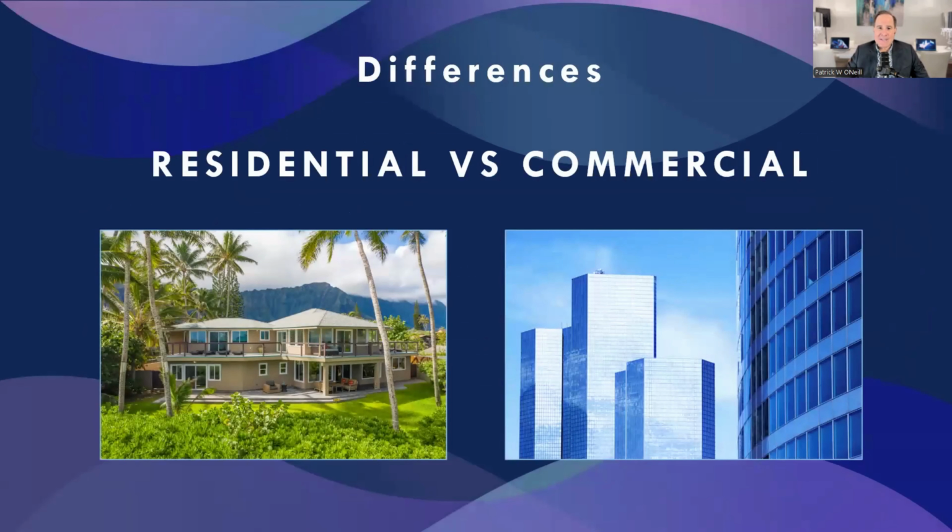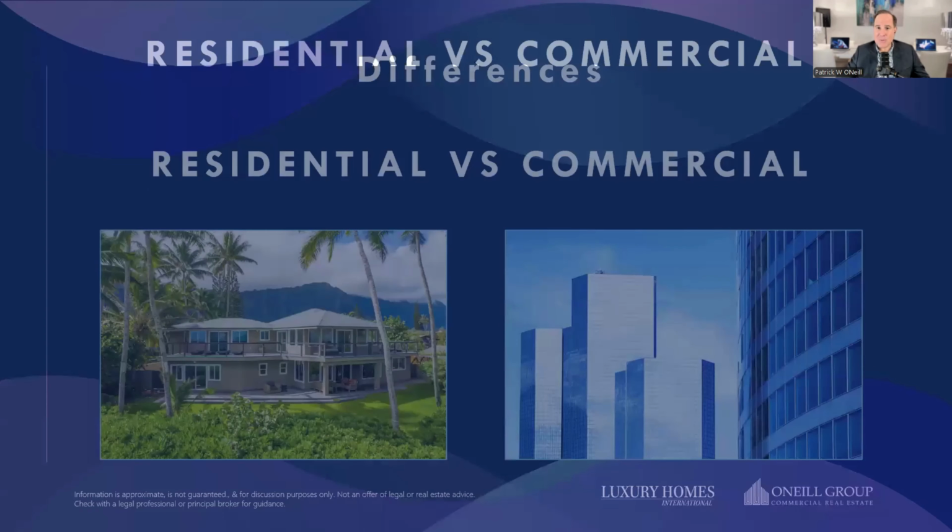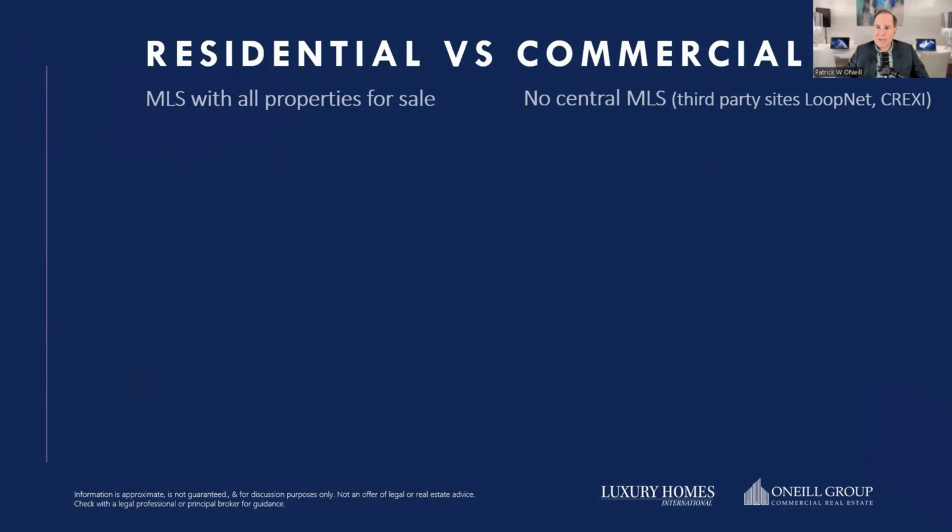So let's start to look at some of the differences between residential and commercial, again, through the eyes of a residential agent. So one of the big ones that's always surprising for most people is there is no central place that you can go and find properties. There is no MLS that has all the properties for sale, which is kind of what we're used to, right, in residential. When we get to commercial, there are some third-party sites like LoopNet and some others. We'll talk about that in a moment.